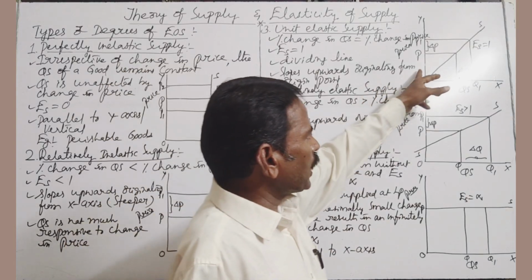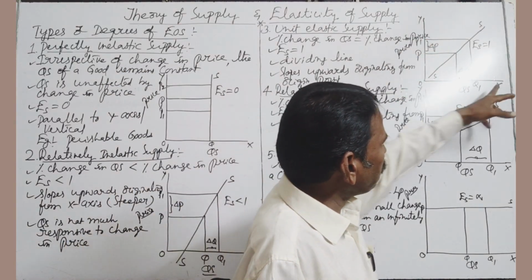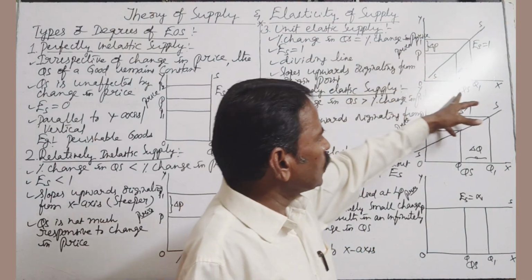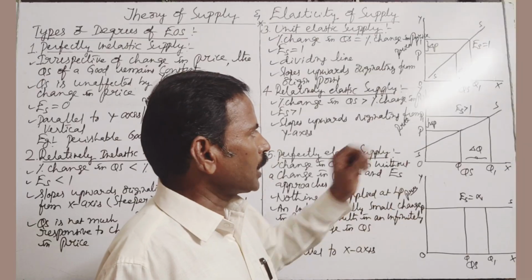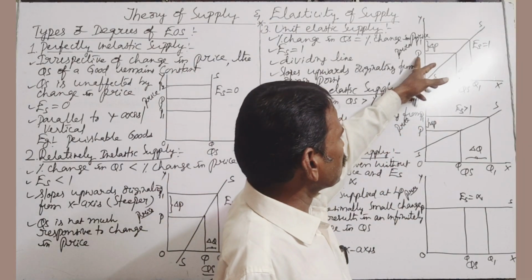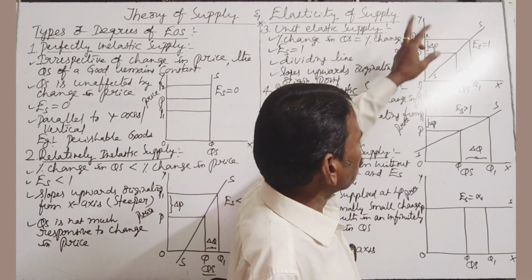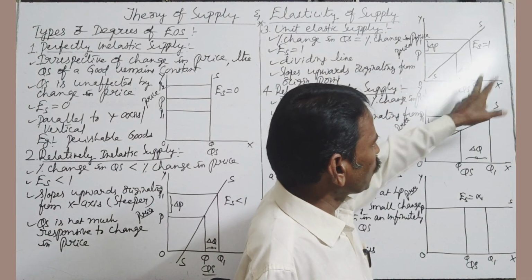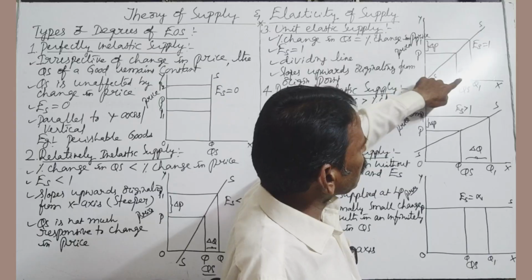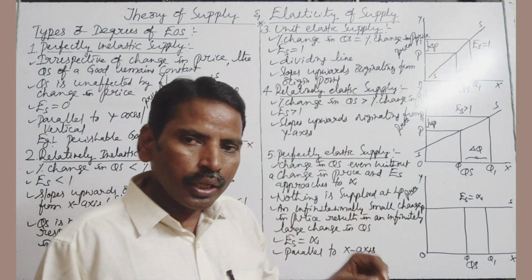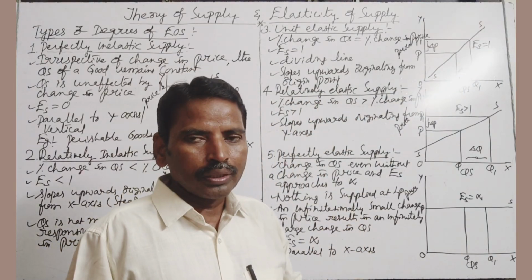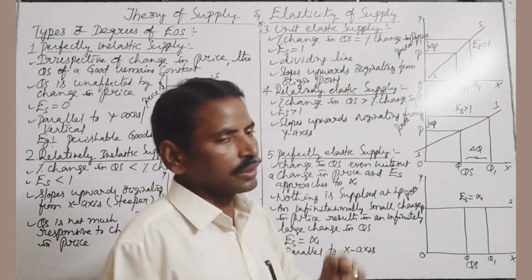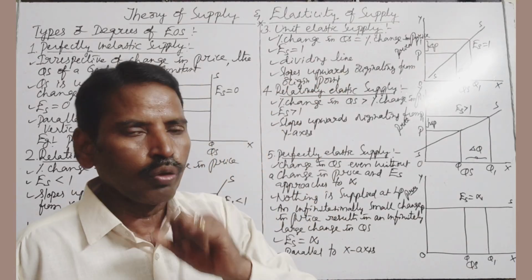If we observe the diagram, draw an L shape, mark YOX, price is measured on the Y-axis, quantity supplied is measured on the X-axis. OP price, price increases from OP to OP1, original quantity OQ, new quantity OQ to OQ1. So delta P is equal to delta Q. Delta Q is equal to delta P, that is equal to 1. That is called unit elastic supply. ES is equal to 1.